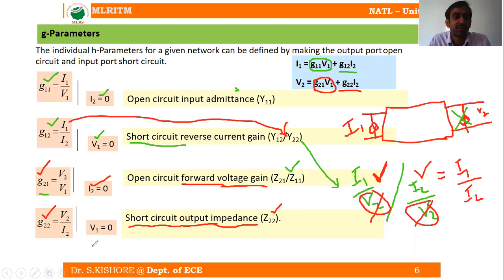So the G22 is also expressed in terms of the impedance. In these G parameters, that is the conductance parameters, we have an admittance parameter, and we have a current ratio, that is the reverse current gain factor. We also have a voltage ratio, that is the forward voltage gain, and the other one is the impedance.